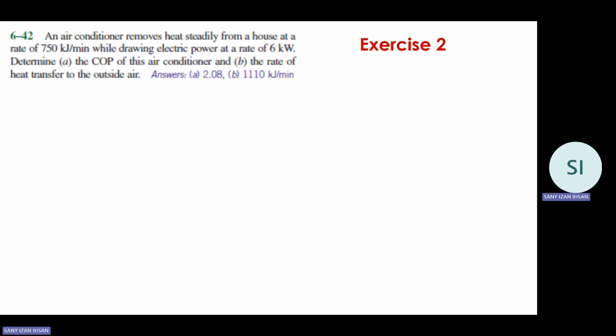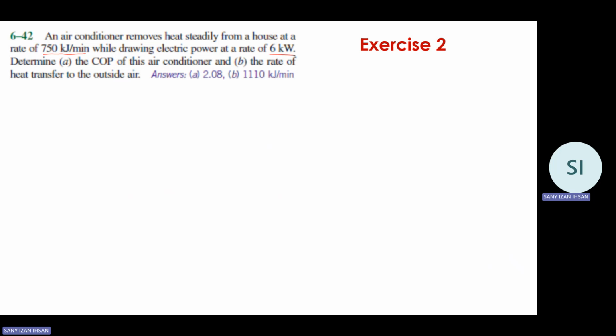An air conditioner removes heat steadily from a house at a rate of 750 kilojoule per minute while drawing electric power at the rate of 6 kilowatt. So we are removing heat from a house at this rate, 750 kilojoule per minute, and the rate of work required is 6 kilowatt. Determine the coefficient of performance of the air conditioner and the rate of heat transfer to the outside air.